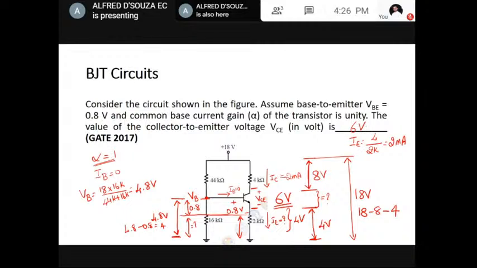So if you know that alpha is equal to 1, IC is exactly equal to IE and IB is 0, then you can apply the voltage divider rule this side. Okay, if IB is very large, then you cannot use this voltage division rule here to calculate what is VB and what is VE. You'll have to use Thevenin's equivalent circuit. You cannot do approximate analysis.